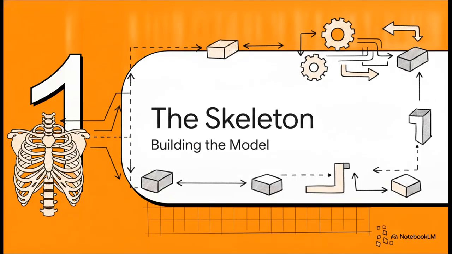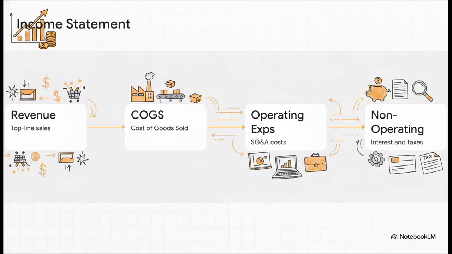The skeleton, building the model. Building a pro forma income statement, which is really just a fancy term for a forecasted income statement, always follows a very specific chronological sequence. Step 1 is literally always the revenue forecast. Everything flows from top-line sales.